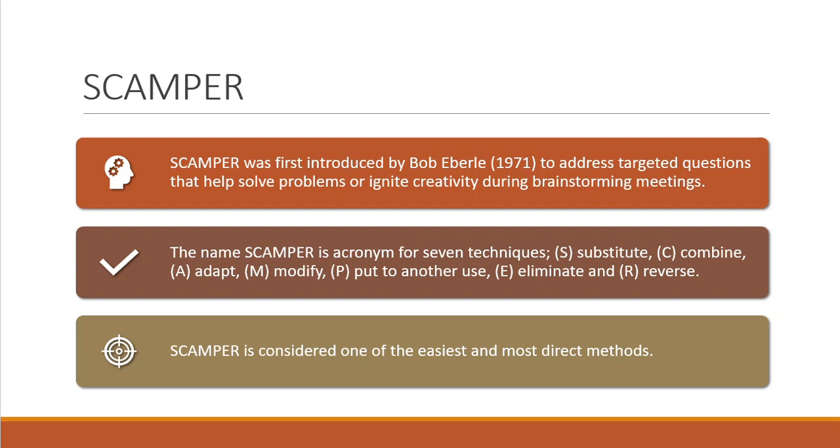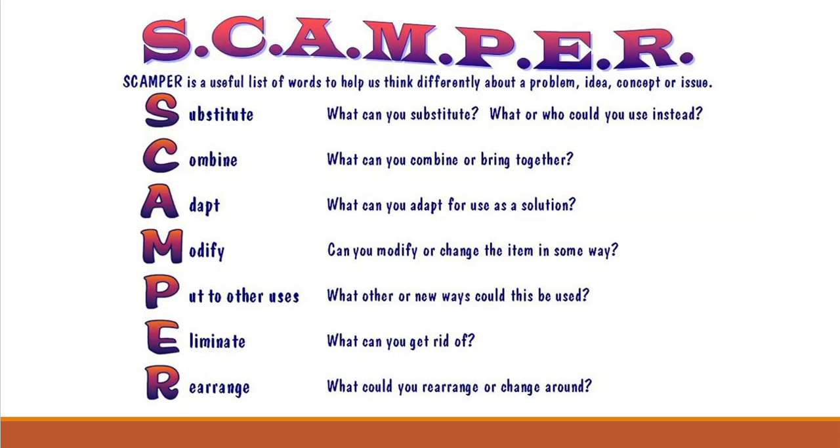The name Scamper is an acronym for 7 techniques, so you are going to apply 7 techniques in this approach. S stands for substitute, C for combine, A for adapt and modify, P for put to another use, E for eliminate, and R for reverse. Scamper is considered one of the easiest and most direct methods. So let's look at Scamper in detail.